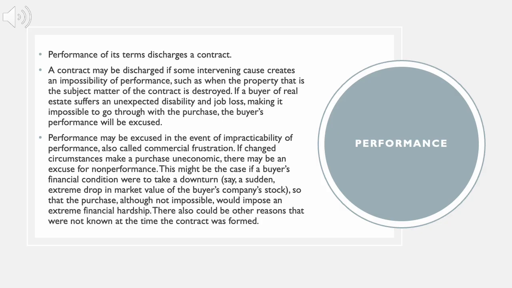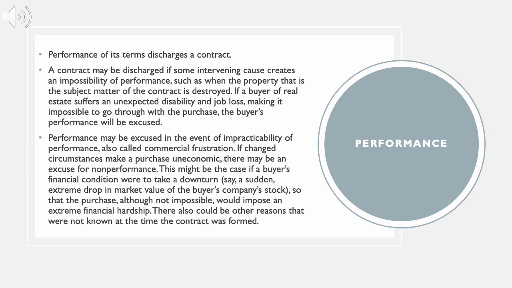A contract may be discharged if some intervening cause creates an impossibility of performance, such as when the property that is the subject matter of the contract is destroyed. If a buyer of real estate suffers an unexpected disability and job loss, making it impossible to go through with the purchase, the buyer's performance will be excused.